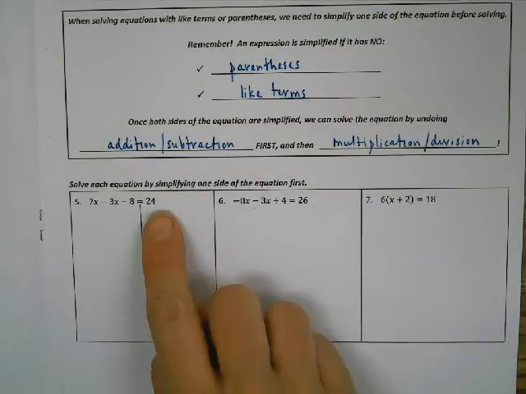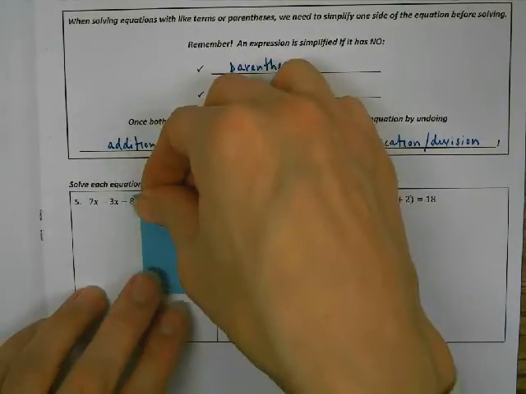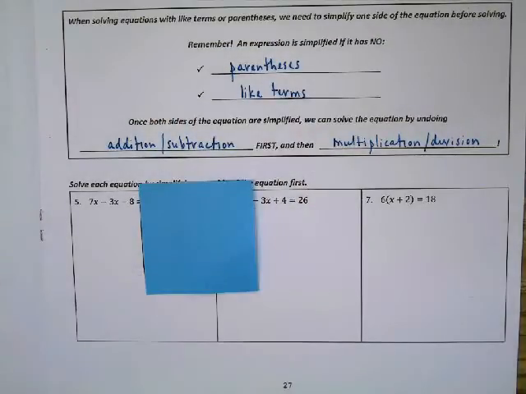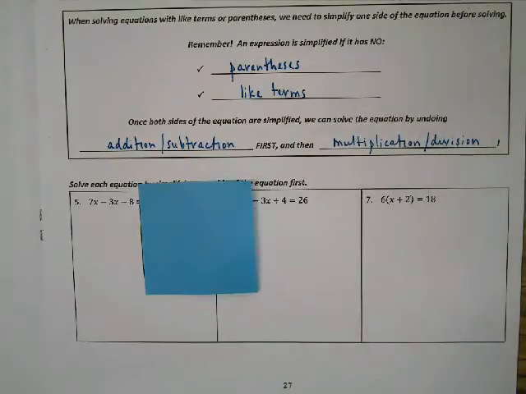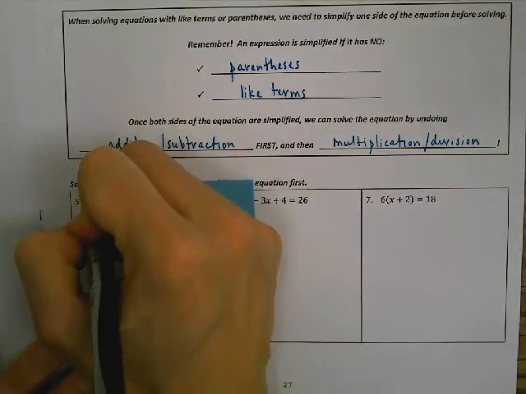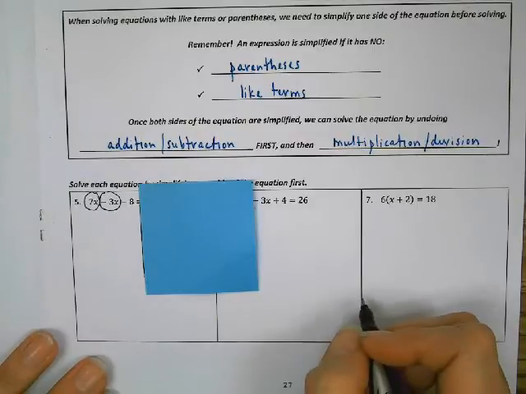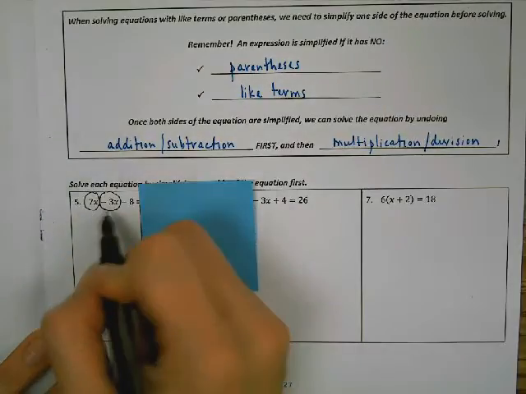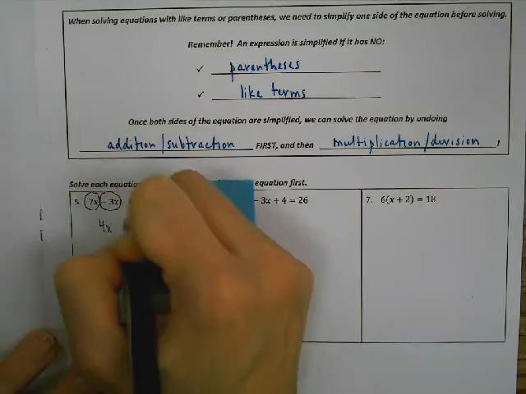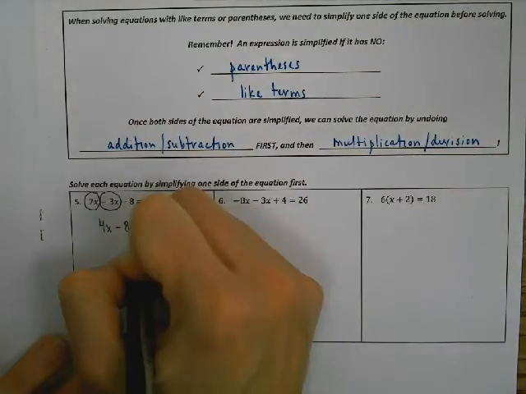So now if I look at my equation, this side is just a constant. So you can think for right now, we're really just going to ignore that side of the equation. Nothing's going to happen with that quite yet. So now I'm going to look at my left-hand side of my equation, and I notice that I have like terms. I have a 7x, and I have a minus 3x. So I'm going to go ahead and combine those. 7 minus 3 gives me 4x, and I'm going to bring down that minus 8. Now, I'm going to copy down the 24.